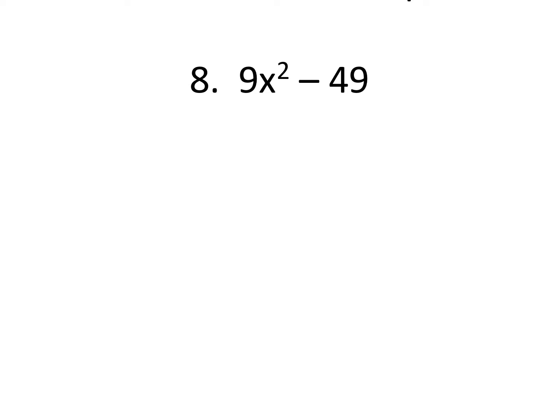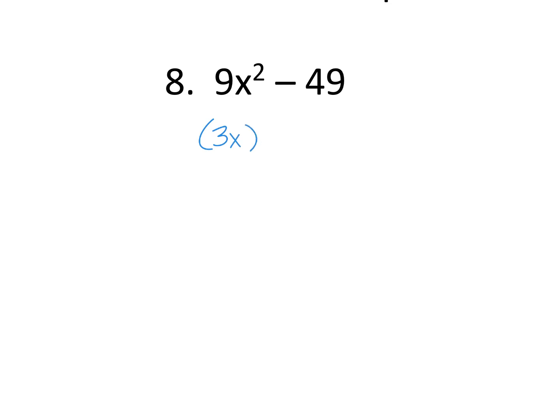Is 9 a perfect square? Yes. Is 49 a perfect square? Yes. Okay, so that means that we're going to do difference of squares. We would want to rewrite it as the square root of 9 is what? 3. So this is really 3x squared. And what's the square root of 49? 7. So 7 squared. So 3x squared minus 7 squared is really what this is.